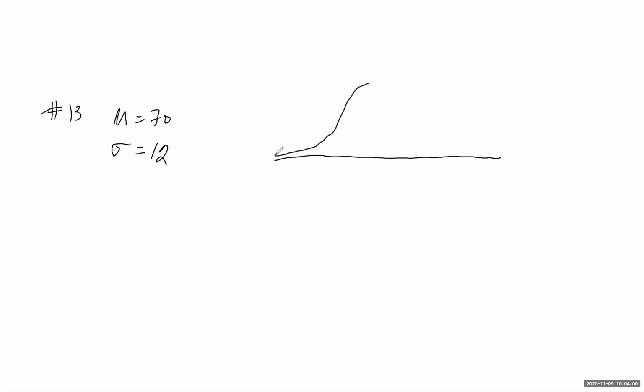One more. This would be number 13, if you're looking on the review. Assume that the random variable x is normally distributed with a mean of 70 and a standard deviation of 12. See, this is a good example of why we use standard scores. Every set of data has a different mean and a different standard deviation. So by standardizing it with z-scores, we get to use one chart for all our problems. Makes life a lot easier than having different charts for every standard deviation and every mean.